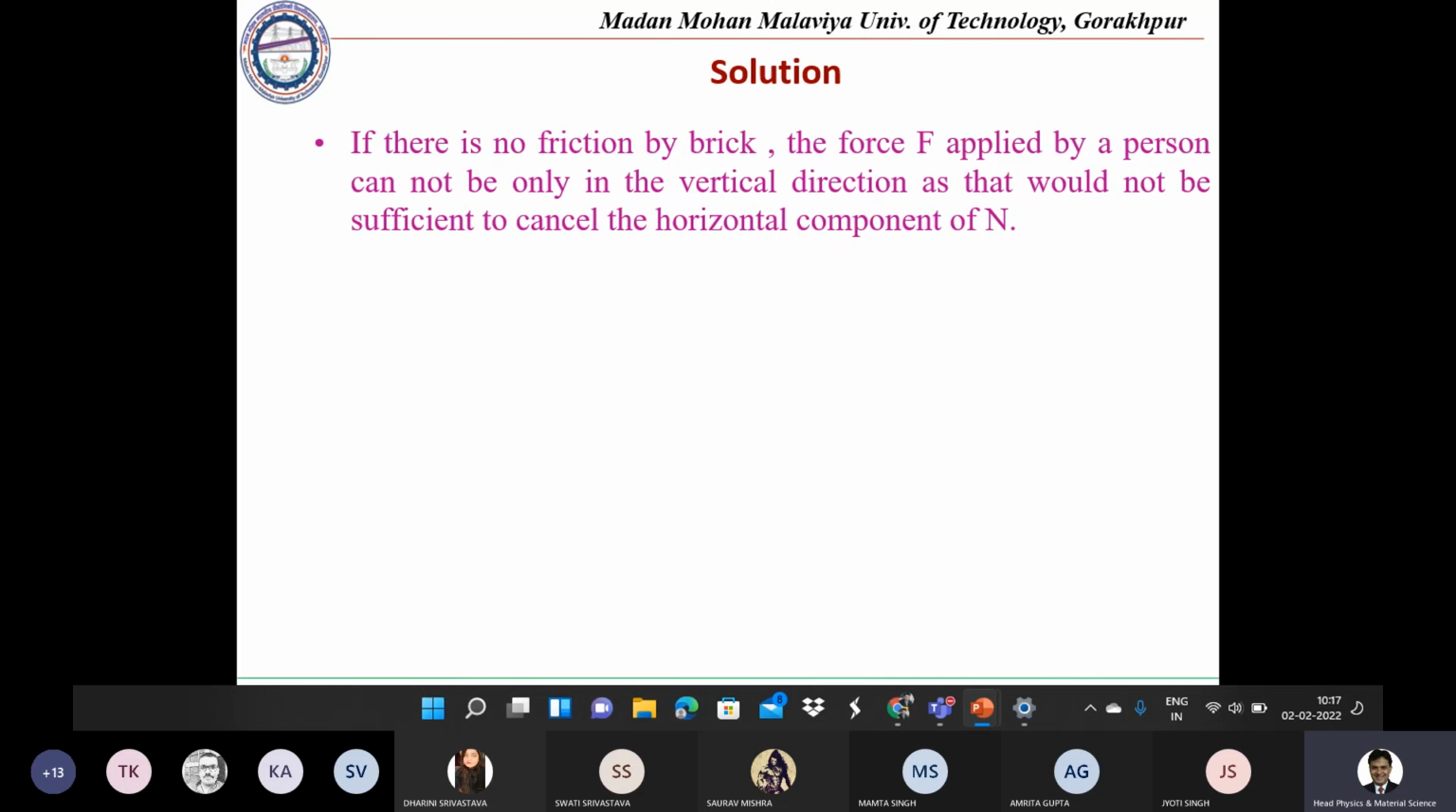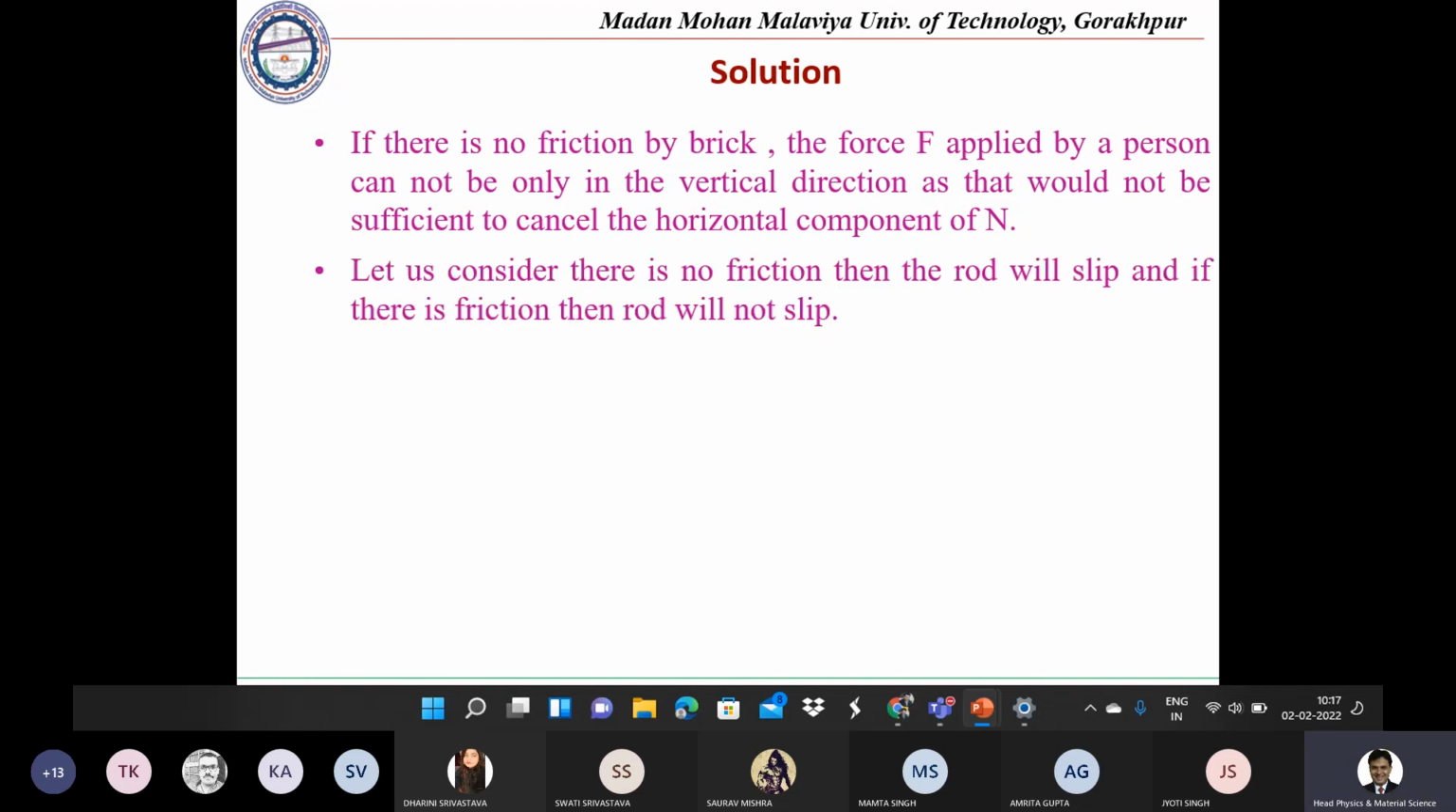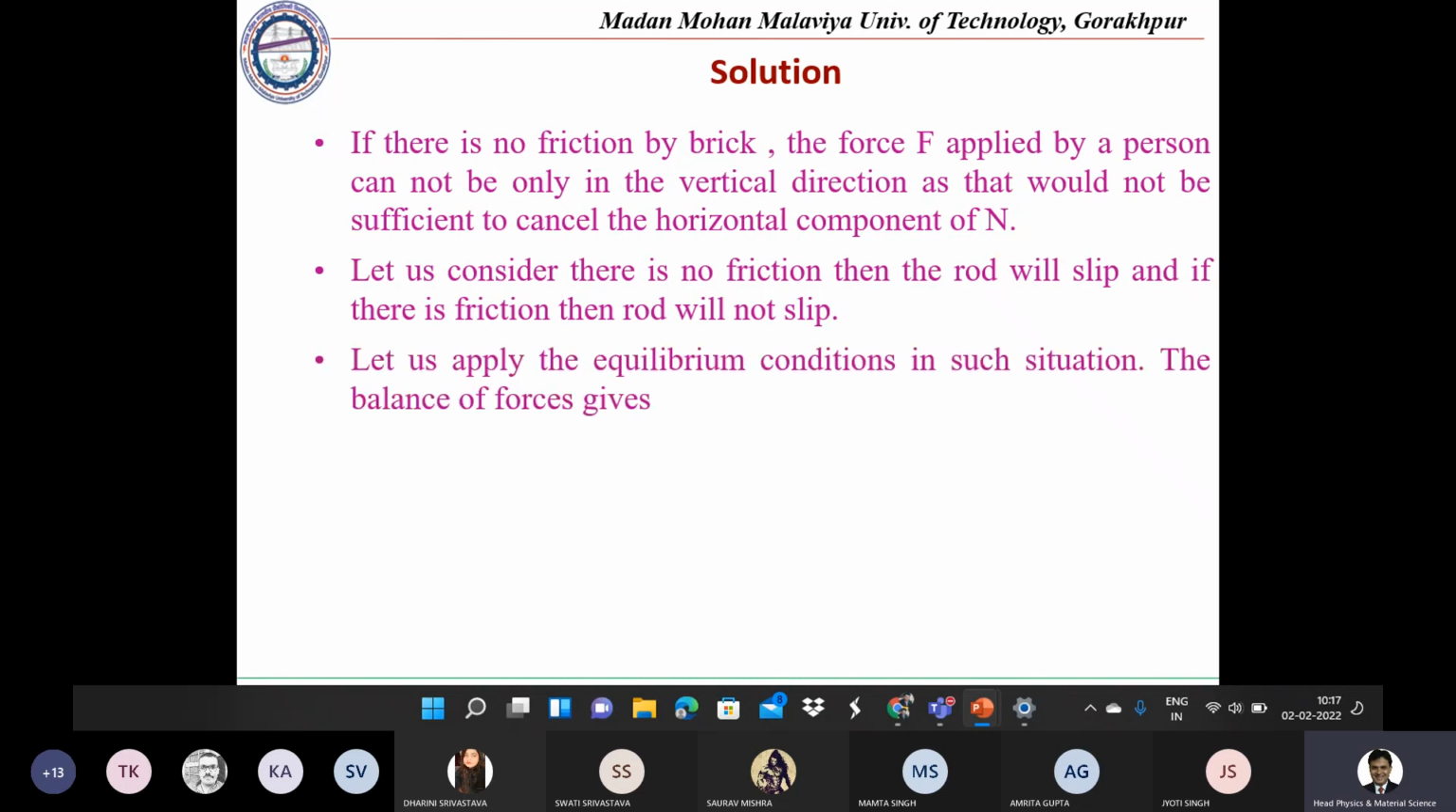It would not be sufficient to cancel the horizontal component of N. Until its horizontal component is balanced, no force can act on it and the rod will keep slipping. Let us consider there is no friction, then the rod will slip, and if there is friction then the rod will not slip, obviously.